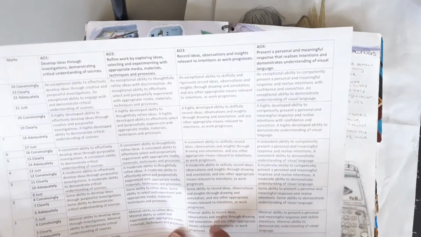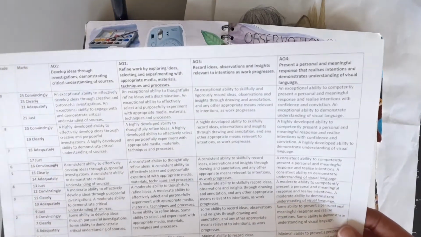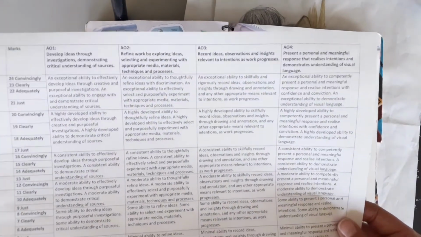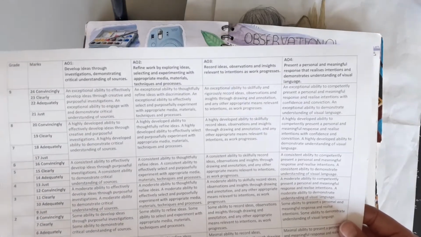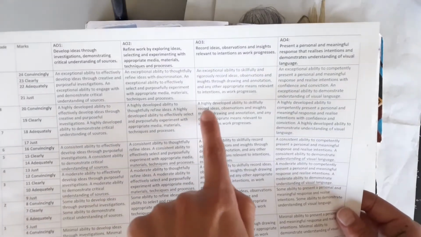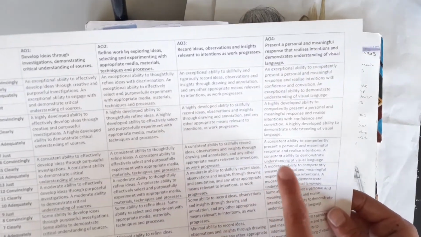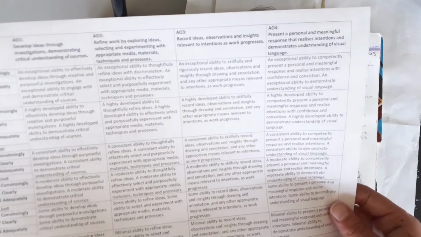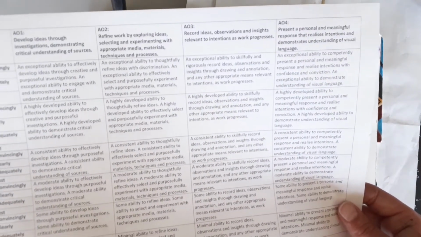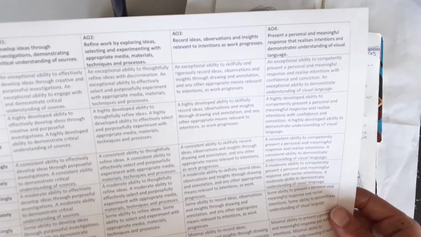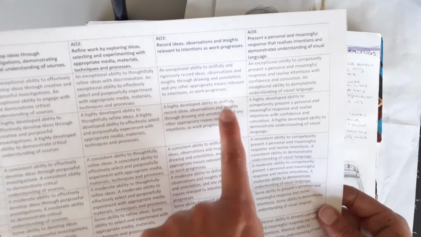So let's move on to assessment objective 3. Record ideas, observations and insights relevant to intentions as work progresses. So we're talking about skill here. A highly developed ability to skillfully record ideas, observations and insights through drawing and annotation and any other appropriate means relevant to intentions as work progresses. So a highly developed ability to skillfully record ideas.